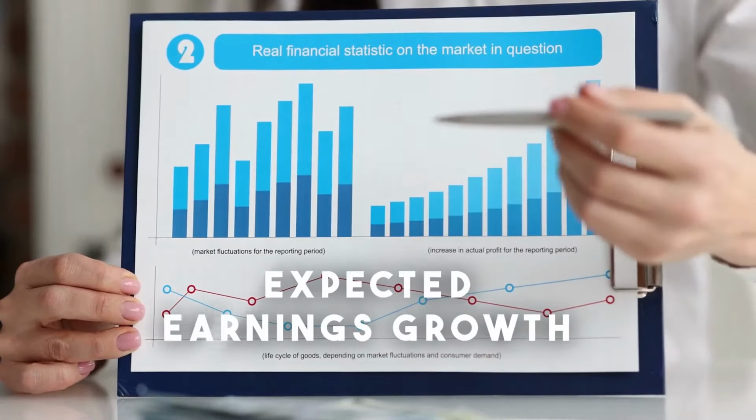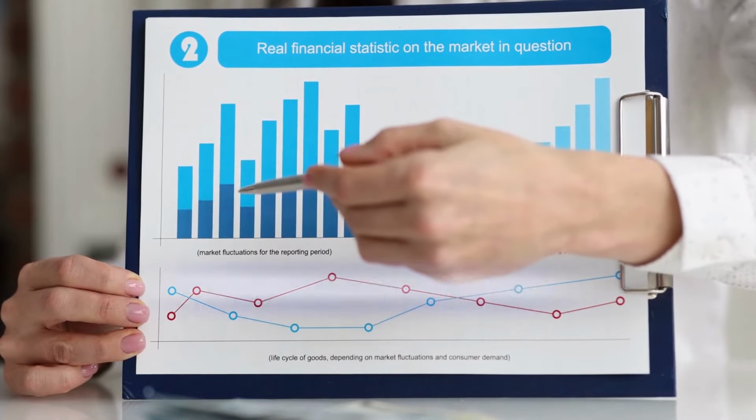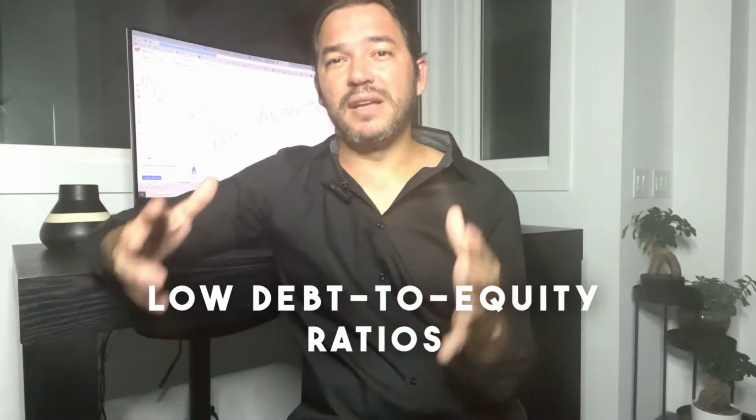Investors should look for companies that boast long-term expected earnings growth of at least 5 to 15%, have strong cash flow, and a low debt-to-equity ratio. If you want to learn more about financial ratios, you can check our playlist titled Investing Like a Pro.